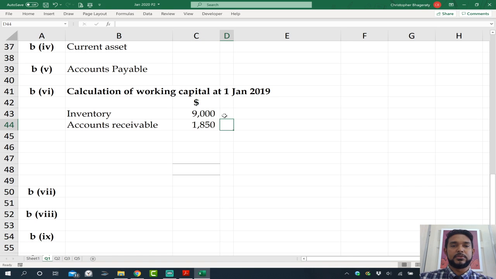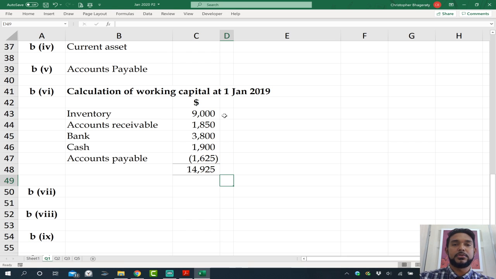So let's go. So we had the inventory, stock, debtors, bank, cash. There's no particular order in which you have to state it. It's just a calculation of working capital. It's not a financial statement. Hence, there's no one correct order. I just use that order because that's the order in which those things usually appear in the balance sheet. We subtract the accounts payable and we total up. So 14,925 is the working capital.